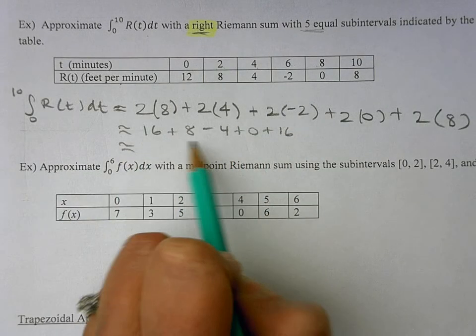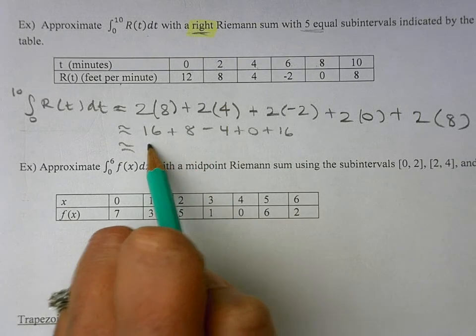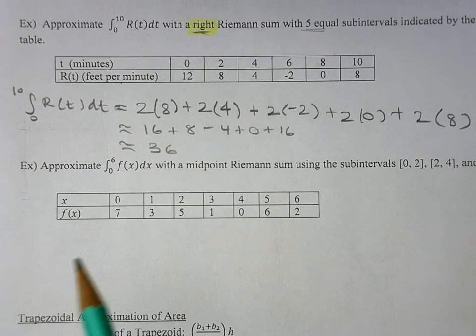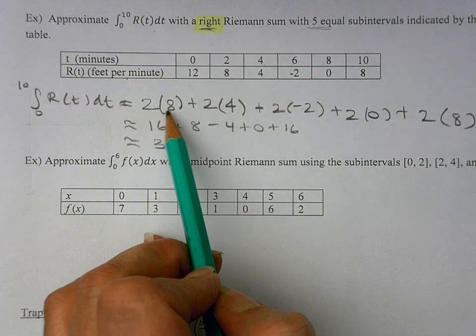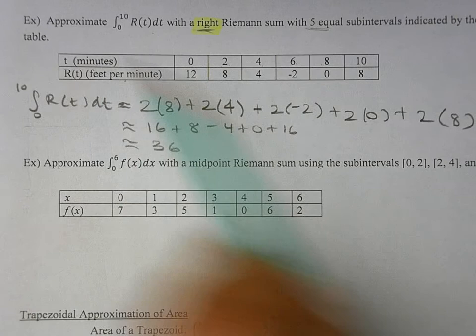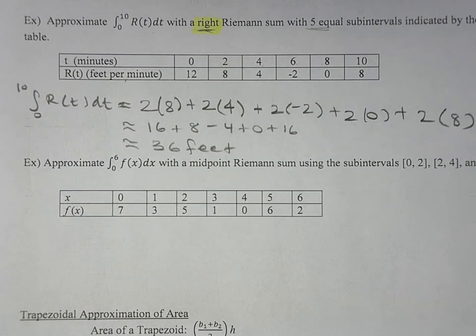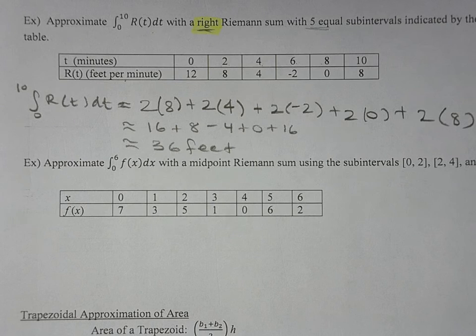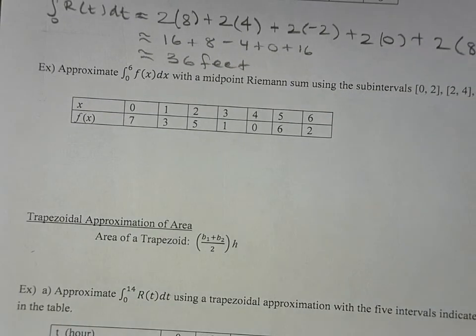All right, so then this would give me 32, 40, 36, maybe 36, hopefully 36. Okay, and then the units here, let's go ahead and do that. So these were all feet per minute, and then I'm multiplying by minute, so then that would give me 36 feet, right? Okay, so if you feel good about it, try the next one on your own, okay? Otherwise, we'll go ahead and go over this together.